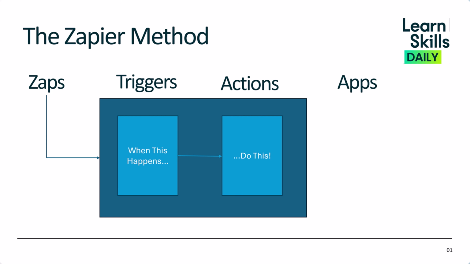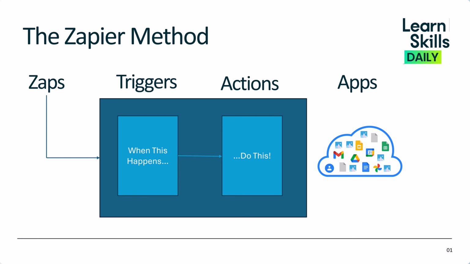So in my everyday life, a trigger could be waking up in the morning. An action would be brushing my teeth. Now, my wake-up routine, of course, has many different actions associated with it. I brush my teeth, I make my bed sometimes, get the kids out of bed, etc. And those would be called multi-step Zaps or multi-step workflows, and we'll talk about those as we move forward. But the basic idea is that there are these 2 basic things, our triggers and our actions. When this happens, do this.